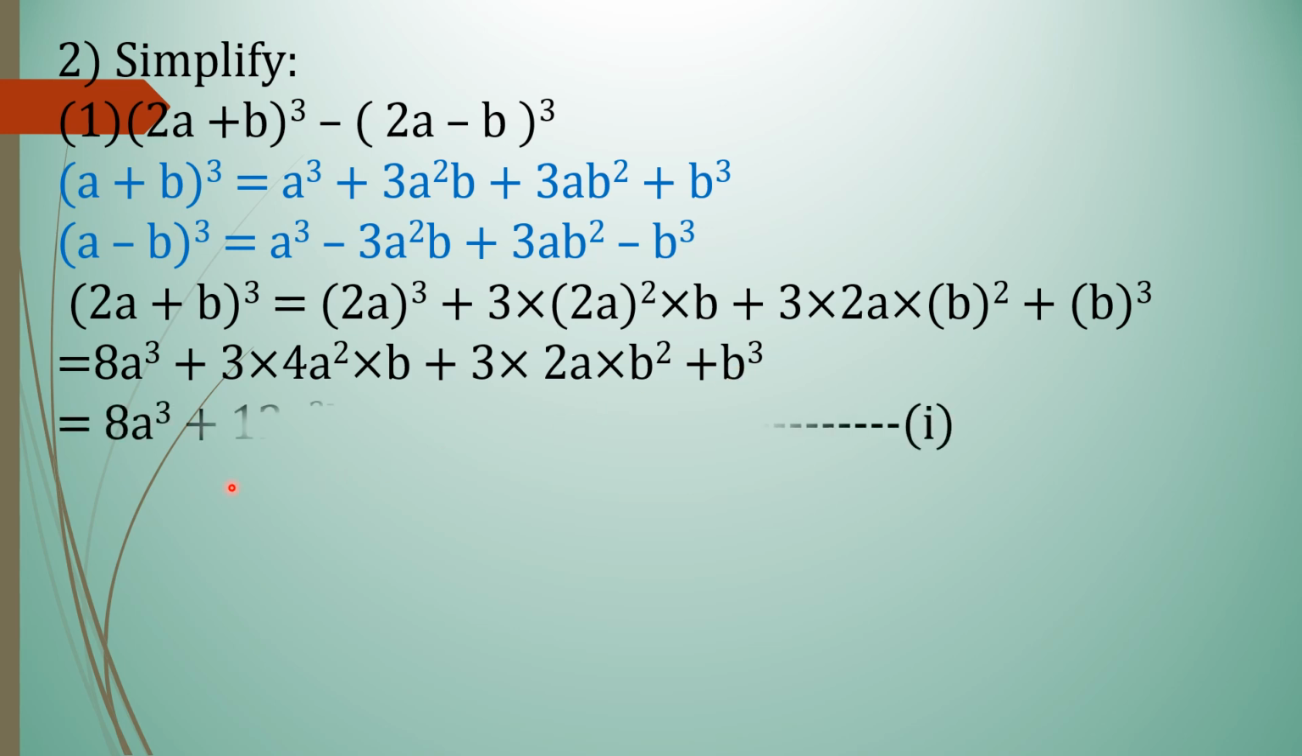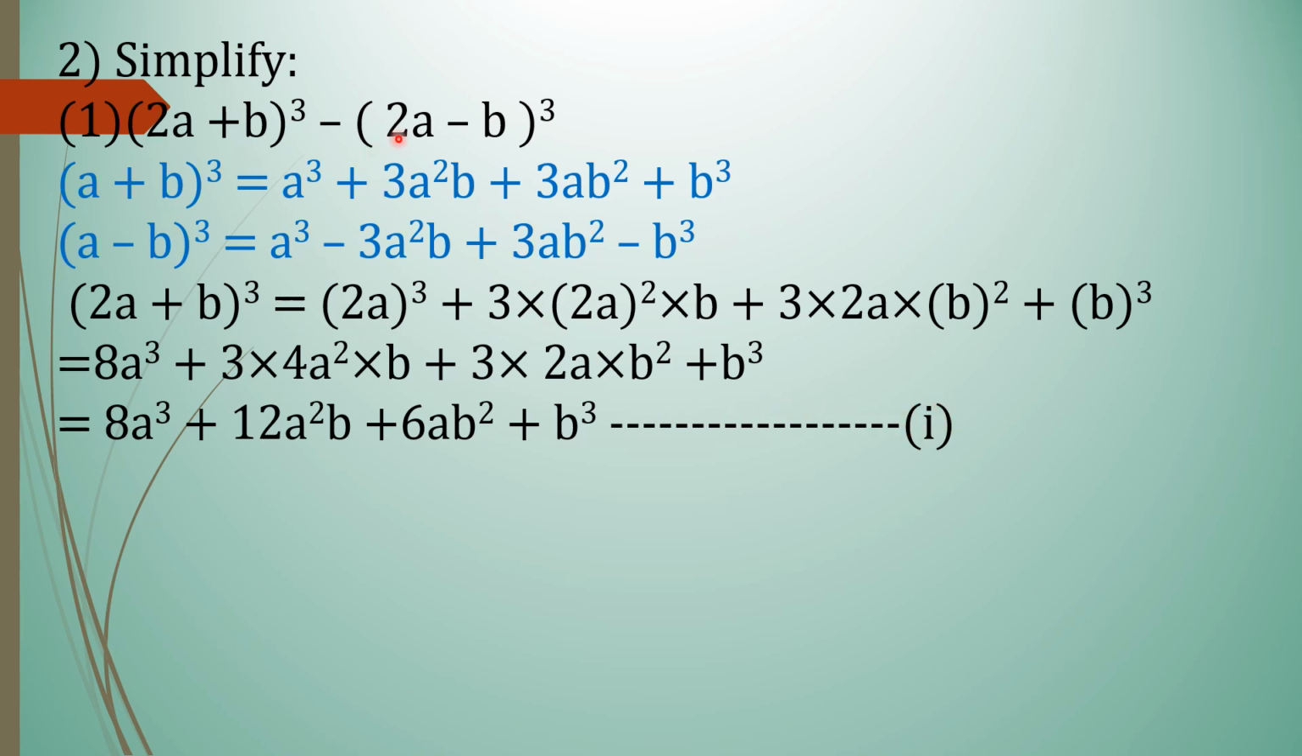So next step will become 8a cube plus, you'll multiply here 3 into 4a square into b. So it will become 3 4s are 12 a square b. So it will become 12a square b plus here 3 into 2a into b square will become 3 2s are 6. So we'll write down 6 a into b square, ab square plus b cube. So I have put here relation number 1.